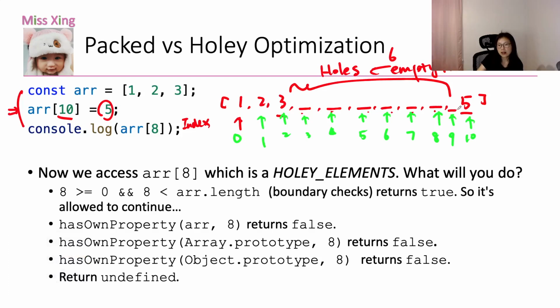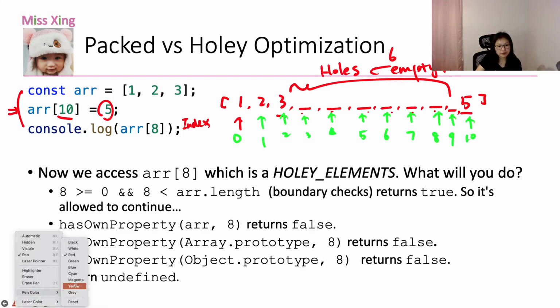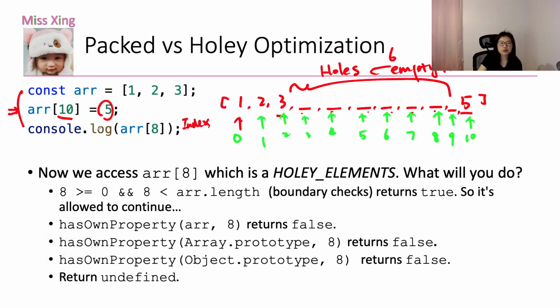Okay, here we have index 9, and all of them are holes, right? So let me use another color, blue. Now I want to print ARR8. This index 8, I want to print the value which is represented on index 8. So if you are a developer, what's gonna happen? Based on the ECMAScript specification, we have to give an undefined. The value we want to get is undefined.